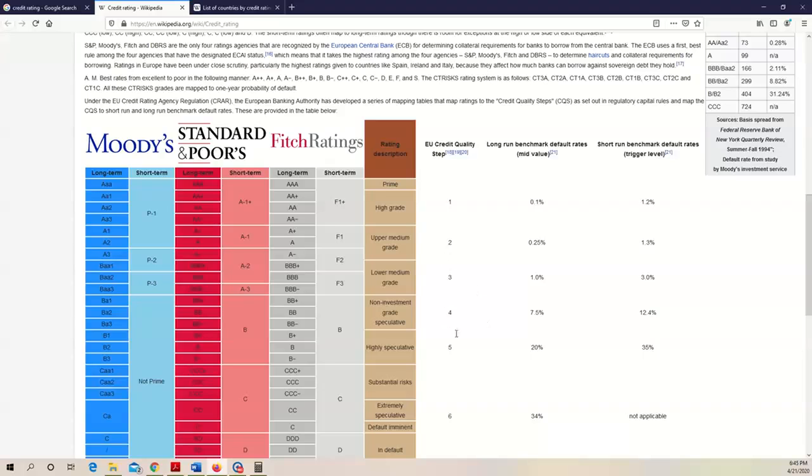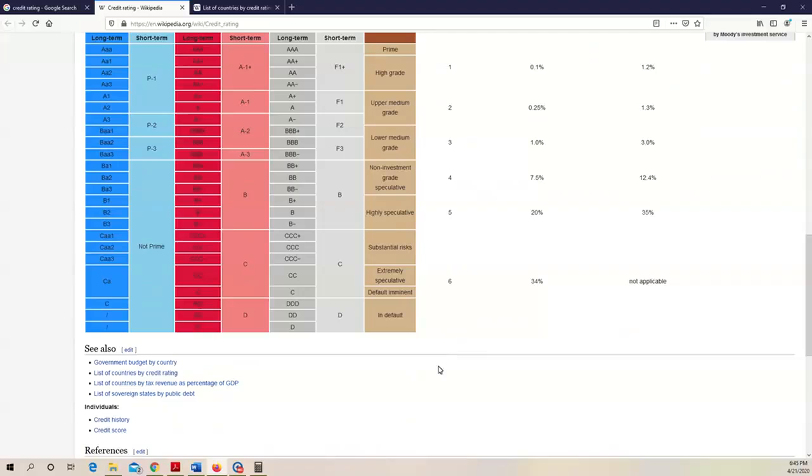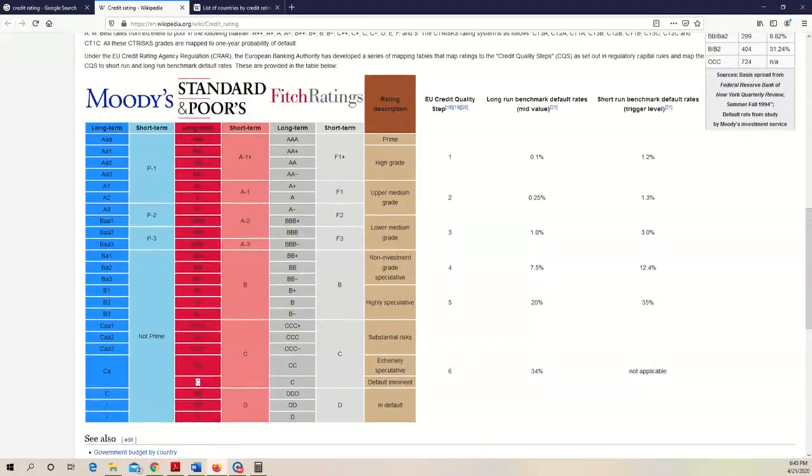Then we have the B group: triple B, double B, single B. We have the triple C, double C, and the single C, right? The worst, in general, let's make this simple, is single letter C. That means this bond involves a very high degree of credit risk. If the Disney corporate bond is rated as single letter C, that means the probability for Disney to default on its debt is very high.